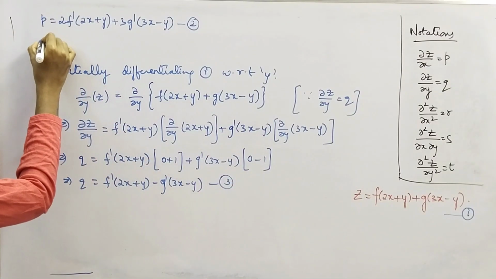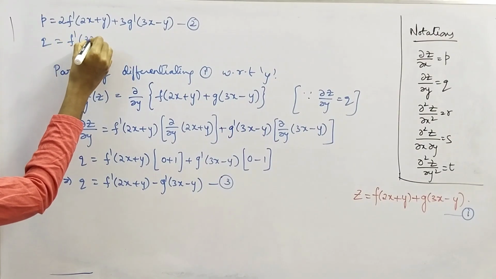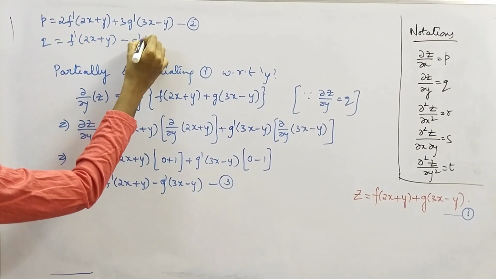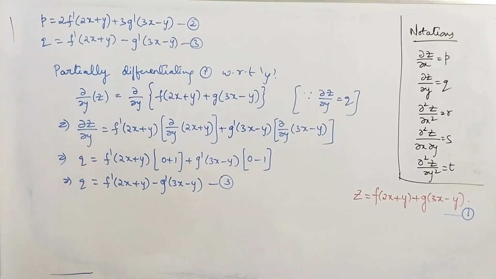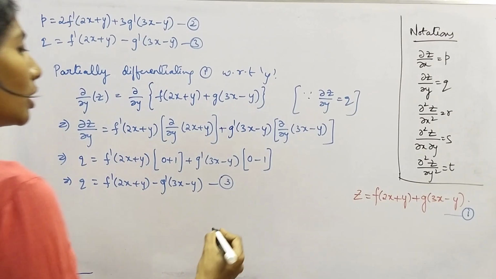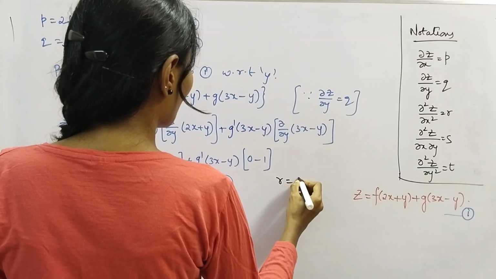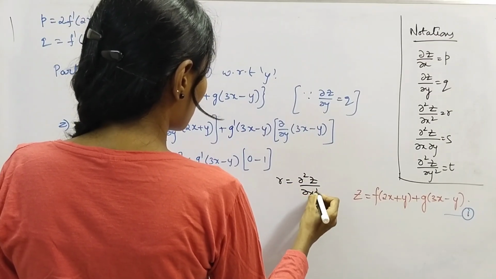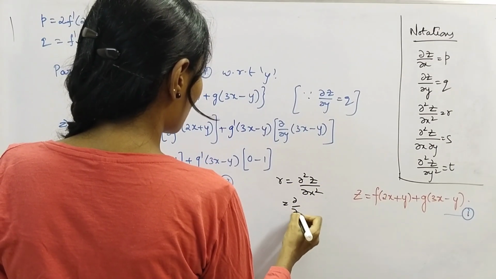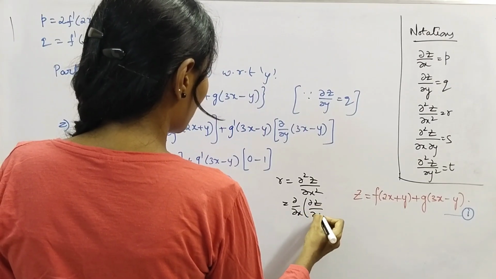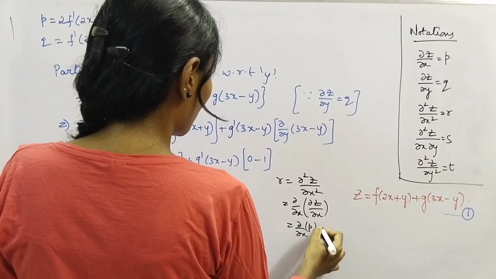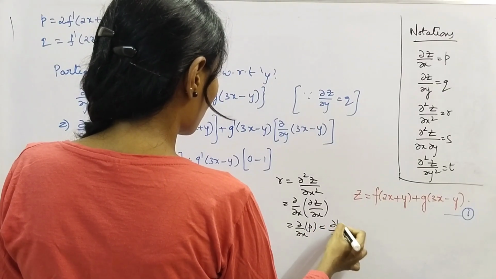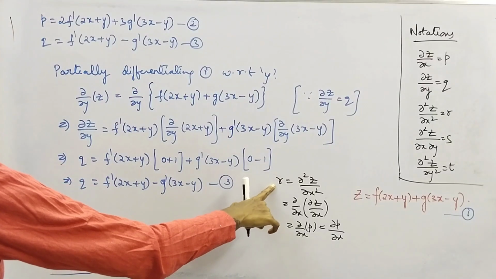Now we got the equation involving q, that is f dash of 2x plus y minus g dash of 3x minus y, which is our equation number 3. Now let's find the equation involving r. Here r is nothing but dou square z by dou x square. You can write dou square z by dou x square as dou by dou x of dou z by dou x. Since dou z by dou x is nothing but p, partially differentiating the equation involving p with respect to x gives the equation involving r.